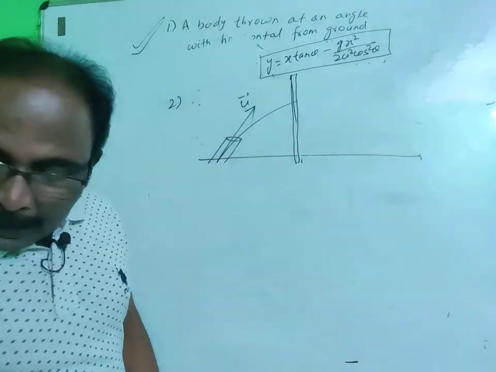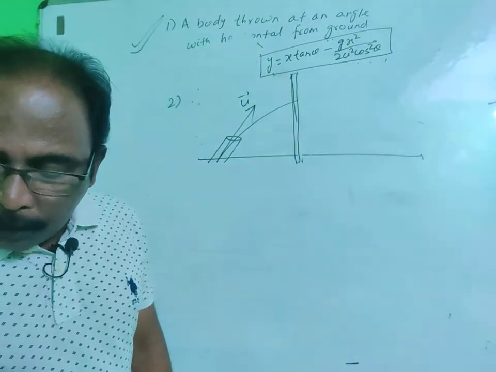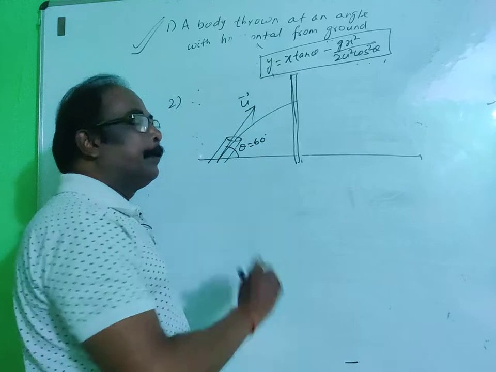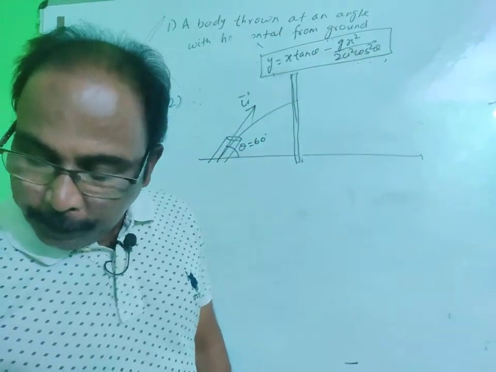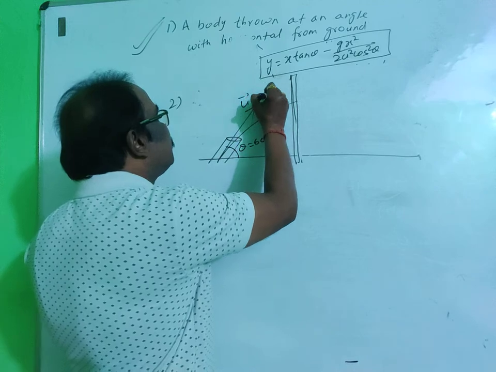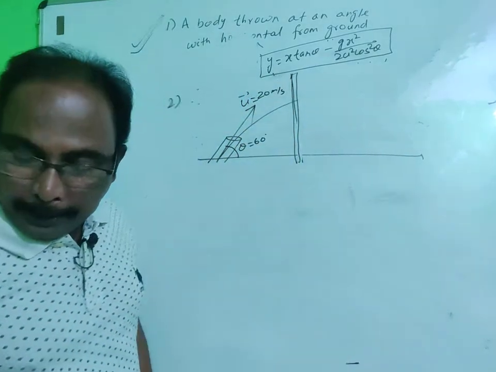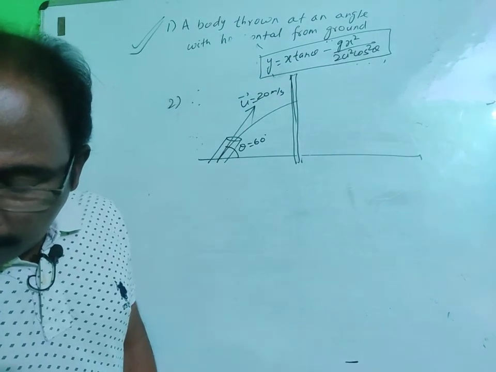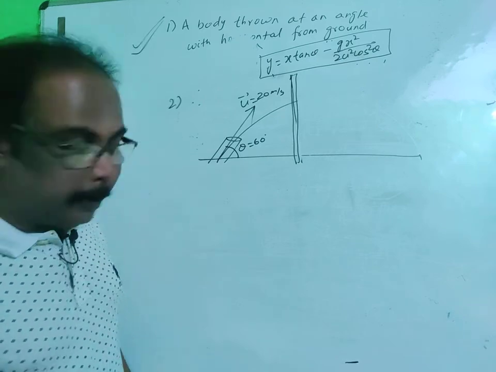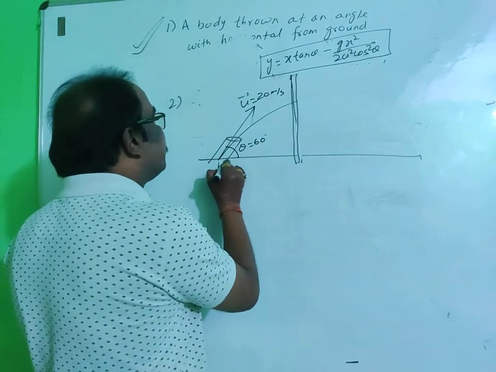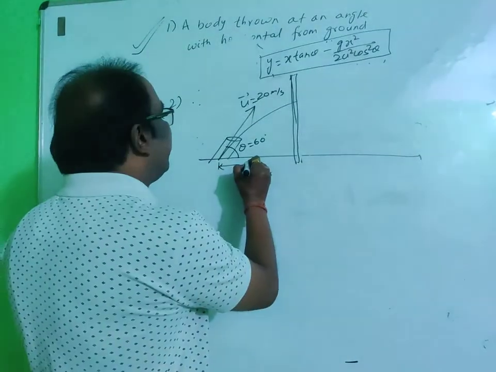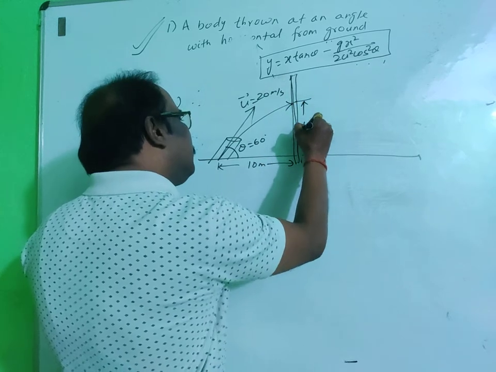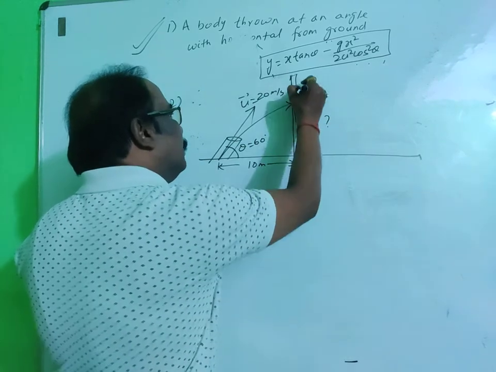Question is like this: a hose pipe lying on ground shoots a stream of water at an angle 60 degree with horizontal with a speed 20 meter per second. At what height will the water jet strike a wall at a distance of 10 meter? The wall is at a distance of 10 meter. Then it is asked at what height the water jet will strike the wall. This is the wall.